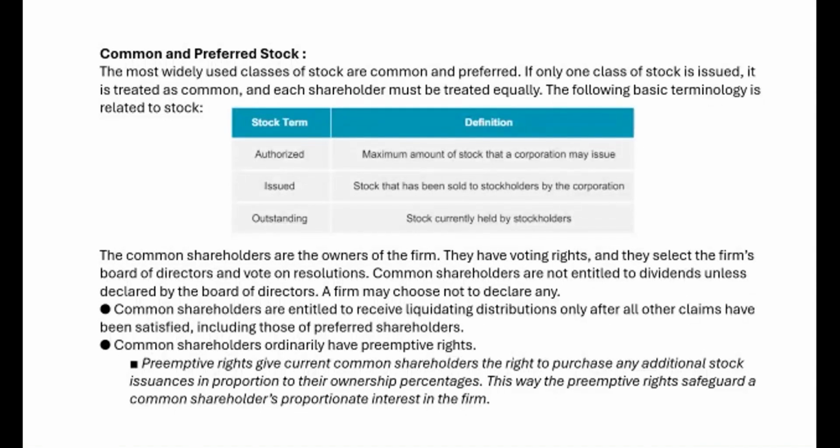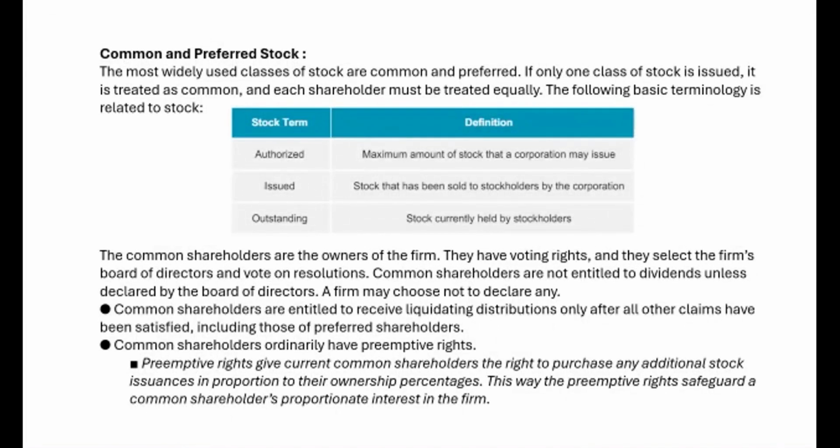The common shareholders are the owners of the firm. They have voting rights, and they select the firm's board of directors and vote on resolutions. Common shareholders are not entitled to dividends unless declared by the board of directors. A firm may choose not to declare any. Common shareholders are entitled to receive a liquidating distribution only after all other claims have been satisfied, including those of preferred shareholders. Common shareholders ordinarily have preemptive rights.